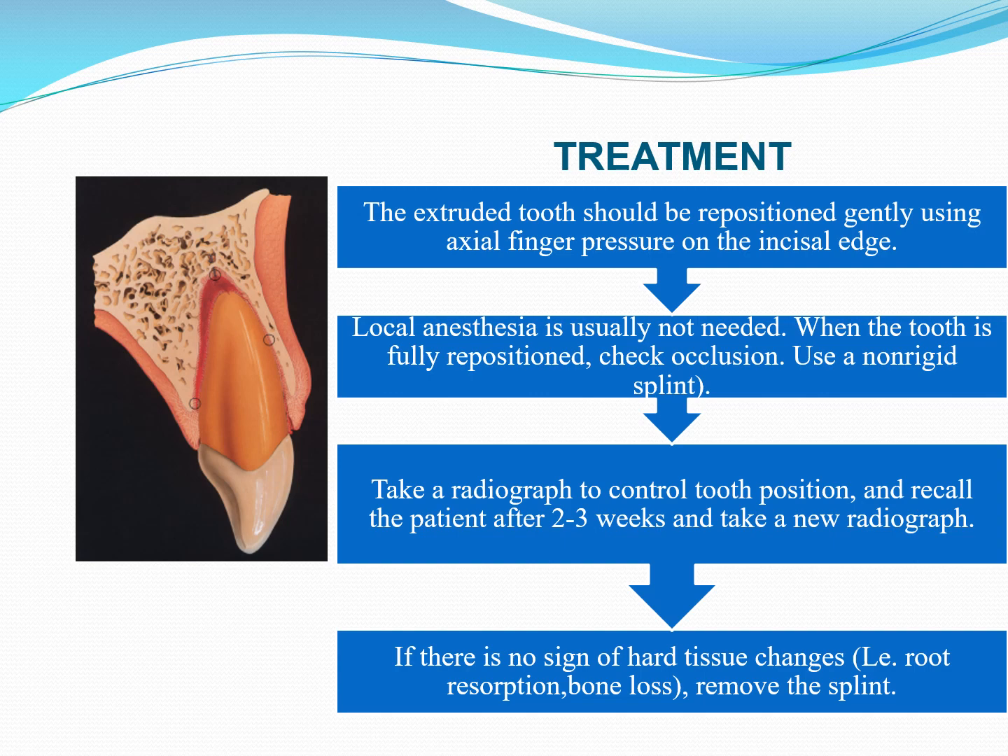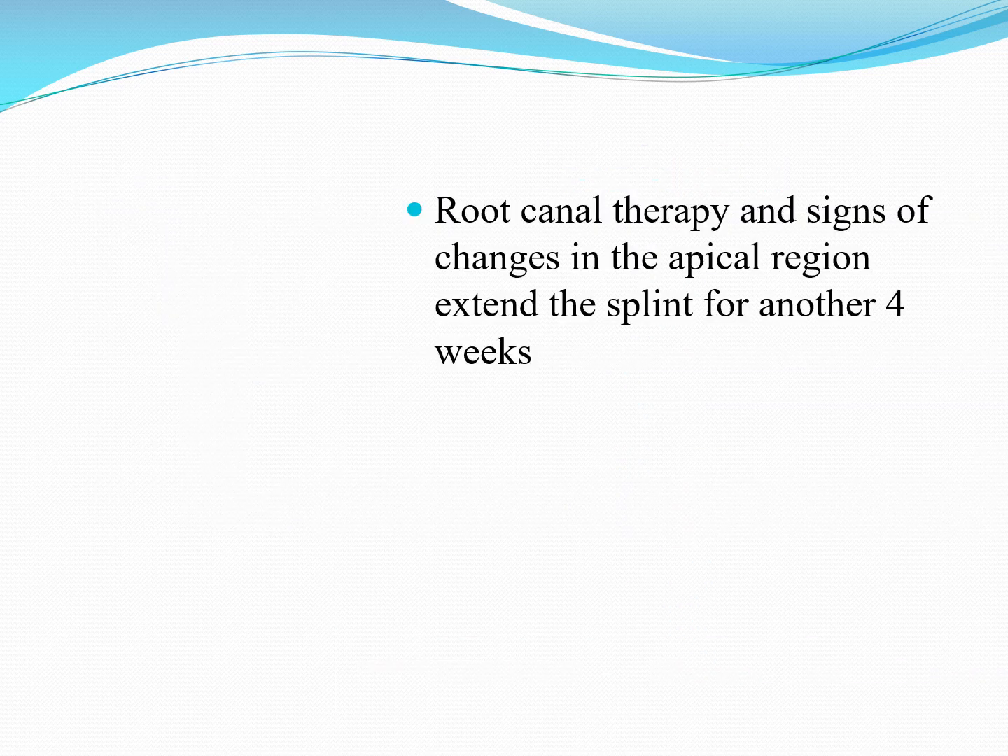So take an orthodontic wire and place it on the offending tooth as well as the adjacent teeth and use a composite to bond the wire to the tooth surfaces. Take a radiograph as a control of tooth position and recall the patient after 2 to 3 weeks and take a new radiograph. If there are no signs of hard tissue changes, remove the splint. Since the extent of the damage is more in the extrusive luxation, you need to go for root canal therapy for the offending tooth. And if you see signs of changes in the apical region at the follow-up, extend the splint for another 4 weeks.